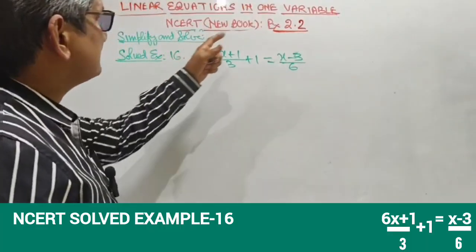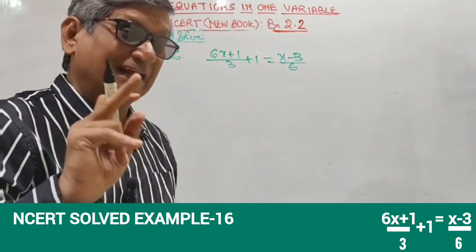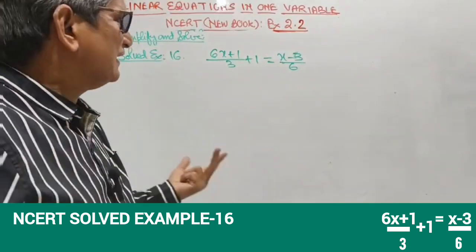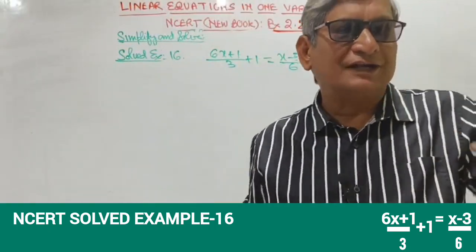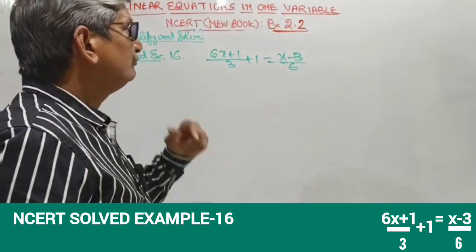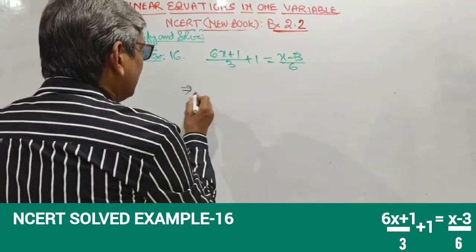Look, this is Exercise 2.2, the first solved example. Remember, I am talking about the solved example. You are given this one. It is not necessary that I go the way it has been done in the book. That is why I am trying to do this question here. If you feel, I can do it this way.